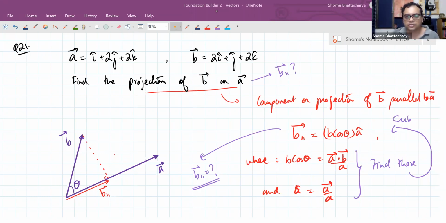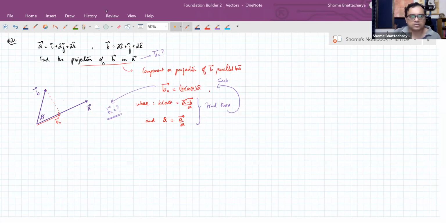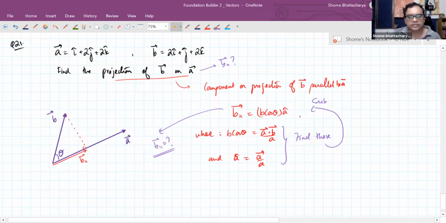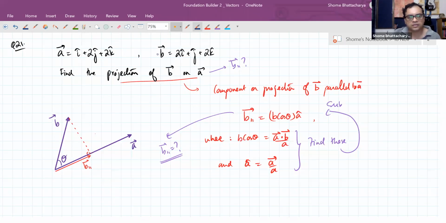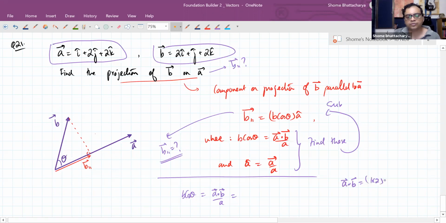Okay, people. So hope you worked out this question. Let's quickly do the calculation part. So pretty simple, really. Nothing difficult. So given these two vectors A and B, we need to first of all find out B cos theta, which is A dot B divided by mod A. So A dot B you can see here is 1 into 2, that's 2, plus 2 into 1, so that's again 2, plus 2 into 2, so that's 4. So that's 2 plus 2, 4, plus 4, 8.